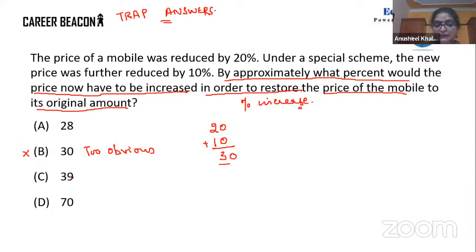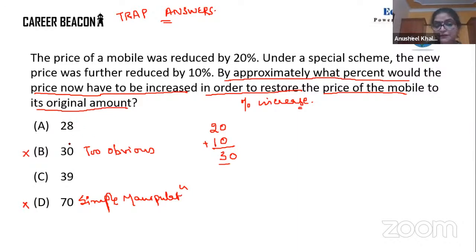Another student might say, okay, 30 has been reduced and now I have to increase this amount to the original. So if I assume 100 for the price, then the difference between 30 and 100 is 70. So 70 may be the correct answer, right? But here it is not. Why? Because this question is using simple manipulation of the numbers. So this can be eliminated. Then we are down to two answer choices, right?